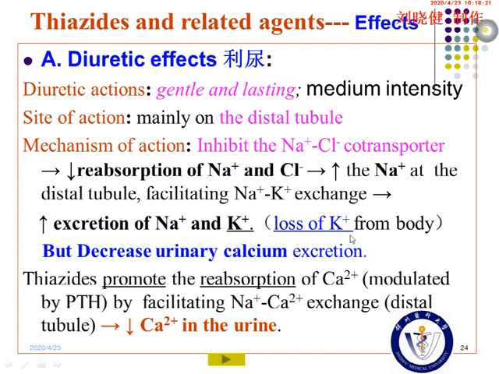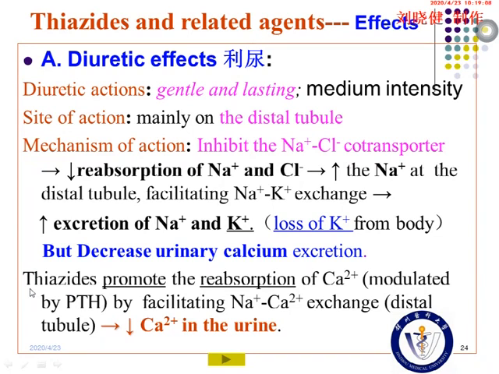So the final result is to increase the excretion of sodium ions and potassium ions, especially potassium ions. Long-term usage of thiazides may result in loss of potassium ions from the body. So it is necessary to supplement potassium salt or to use them in combination with potassium-sparing diuretics. But they also act on calcium excretion. It has a different result from loop diuretics, because they can decrease urinary calcium excretion.